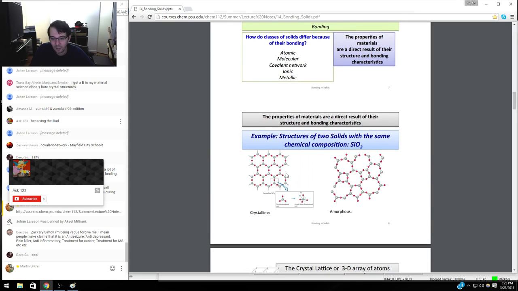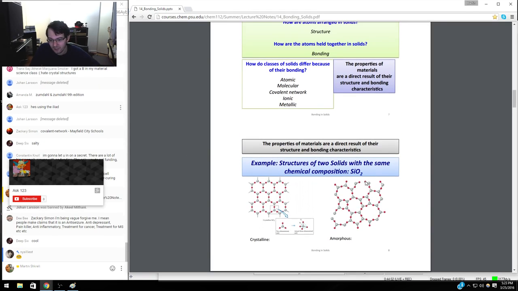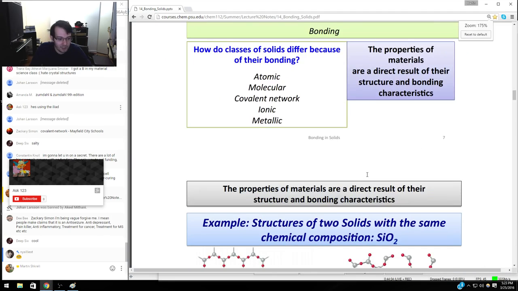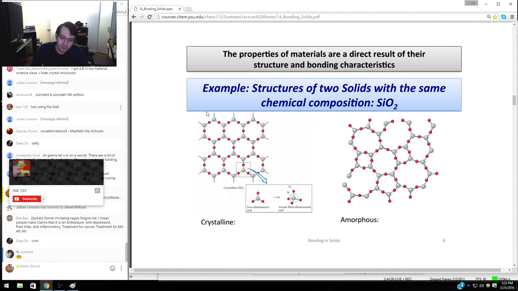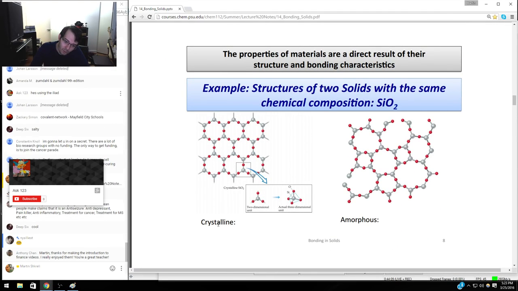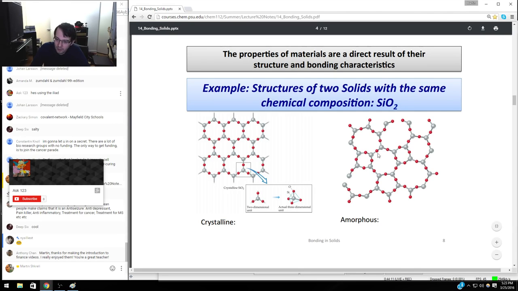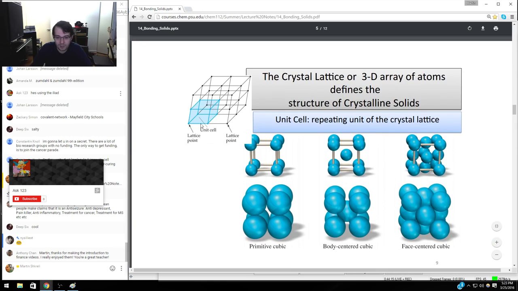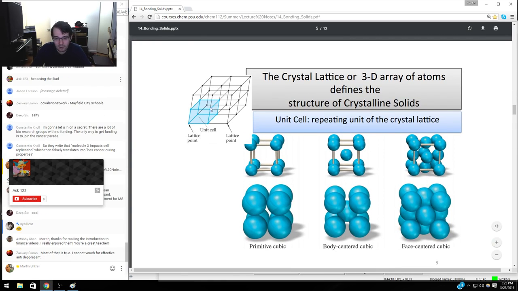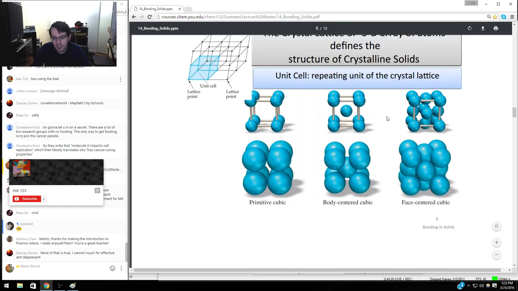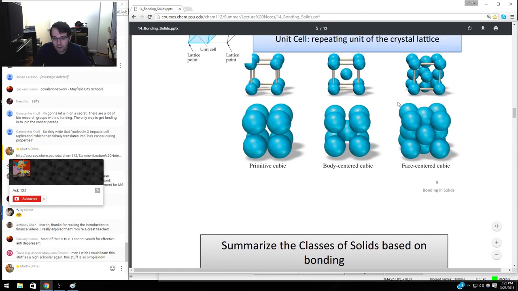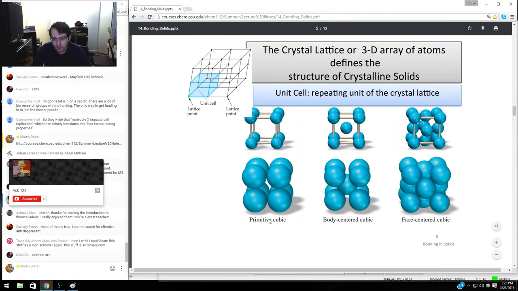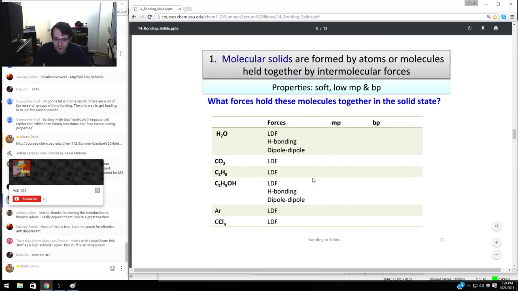So here's a crystalline solid, and here's an amorphous solid. It gives you a good depiction of what I was talking about. You have a highly regular arrangement, and here you have kind of irregular, unpredictable arrangement. Same molecule. Here's the unit cell concept with the lattice point, the entire unit cell extending into infinity. And here, the book names all these: primitive cubic, body-centered cubic, face-centered cubic. I don't think you need to know that, to be honest with you.